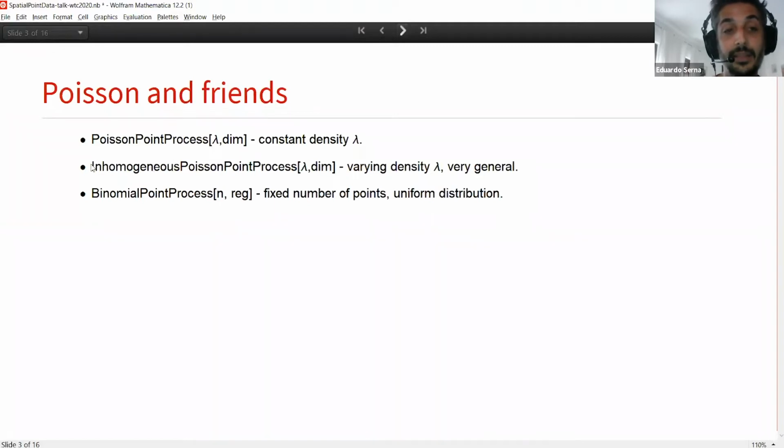The second simplest, in some sense, is the inhomogeneous Poisson point process, and this one has a density that might vary from point to point. Although it's very simple because points are still independent from each other, it's very general. It allows us to represent loads of different types of data. I'm just going to move on because I'm running out of time.